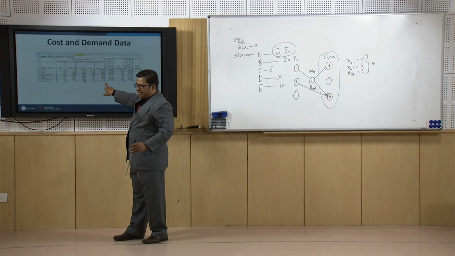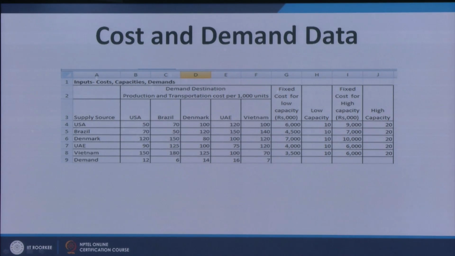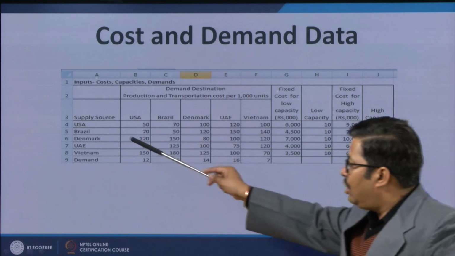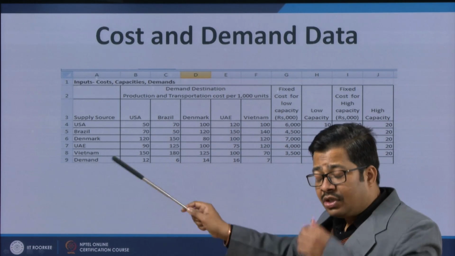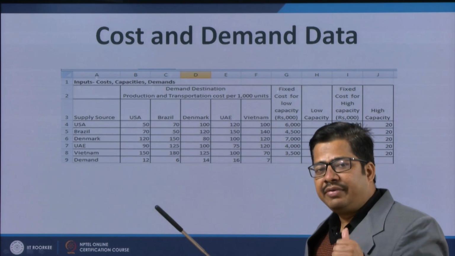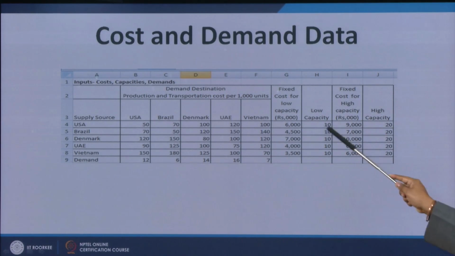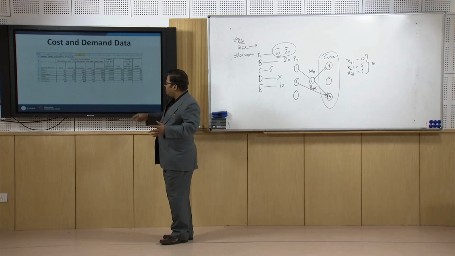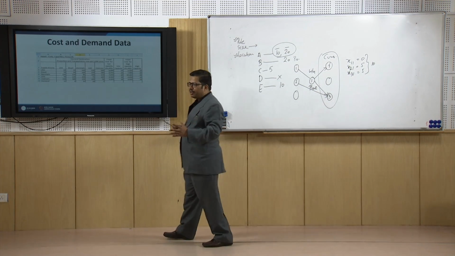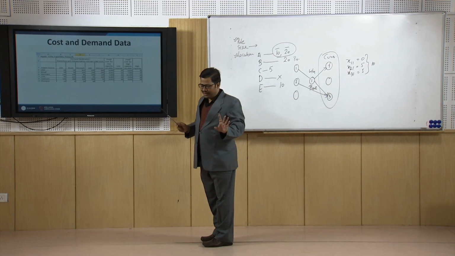Demand of various destinations are available to us. Now, we have to decide whether to open a plant in USA, Brazil, Denmark, UAE, or Vietnam. So, which are those locations where we would like to open the plant, and what will be the size of those plants, whether these are low capacity plants or high capacity plants. And the idea is the same: we want to minimize the overall cost of production, transportation and the facility cost.